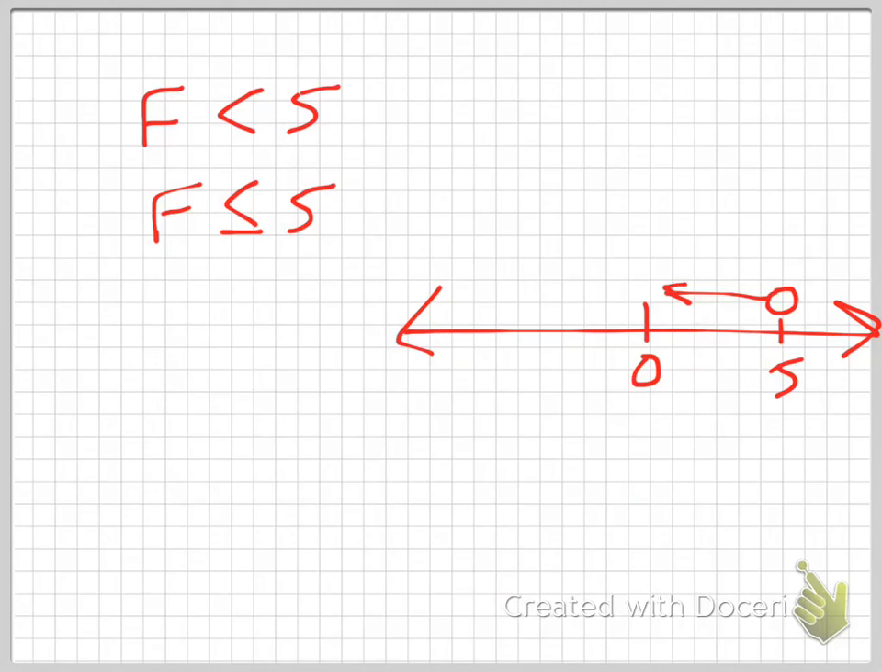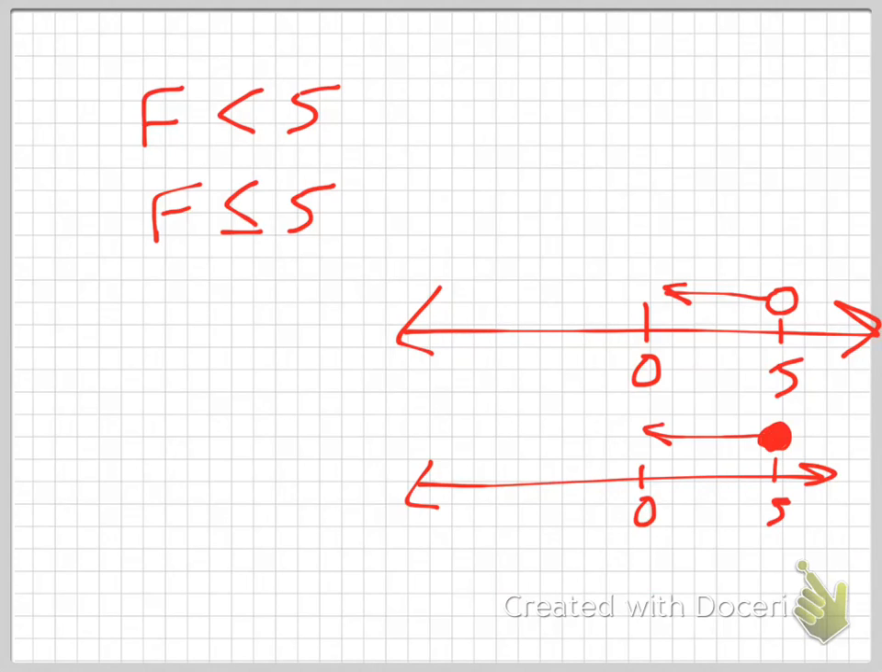If I wanted to show the second one where it's less than or equal to, then I do a solid dot above 5, and I do the same thing. That solid dot shows that it includes 5, right? That it can be 5. The solid dot shows that it includes the number. The open dot shows that it does not.